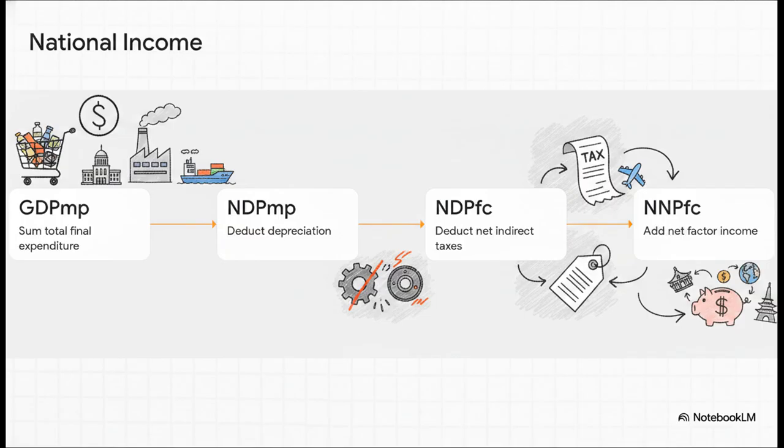Step 3, market prices include taxes that distort true production costs, right? So we net out indirect taxes to reach net domestic product at factor cost. And finally, step 4, we add net factor income from abroad to capture global earnings. Boom. You have just successfully derived national income, formerly known as net national product at factor cost.